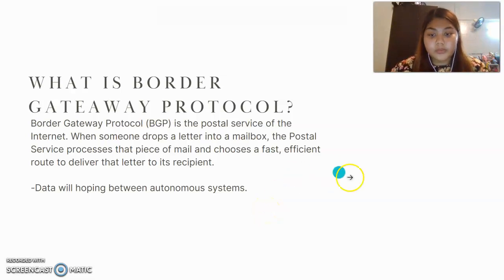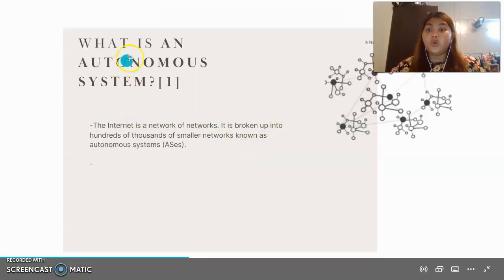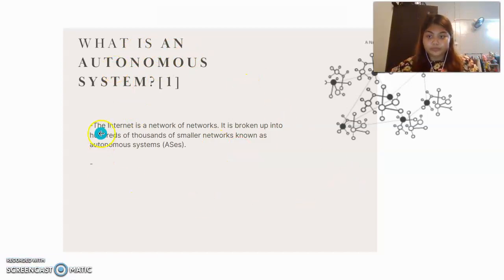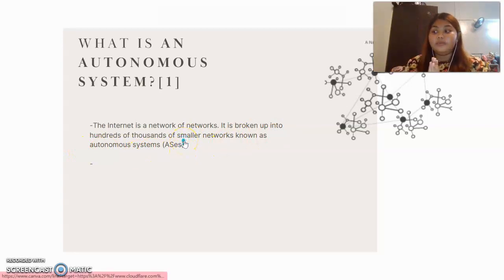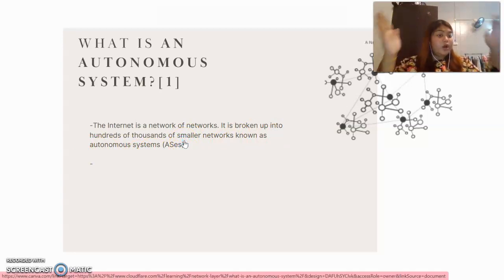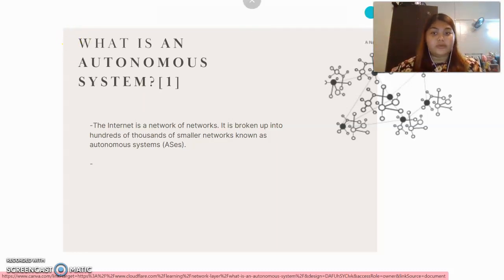So next, what is an autonomous system? An autonomous system is the internet. The internet is a network of networks. There's a lot of networks. It is broken up into hundreds of thousands of smaller networks known as autonomous systems. So it's like there's a big network, and in the network there are a lot of smaller networks.